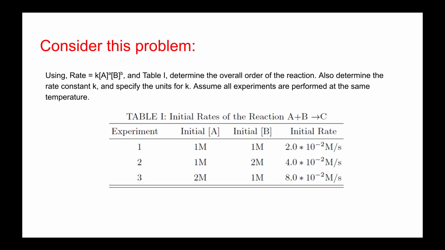All right. So we have this generalized rate equation: Rate equals k[A]^a[B]^b. Take a look at this. See how these two concentrations are the same for experiment 1 and 2? And look at experiment 1 and 3. Here I have this concentration the same and this concentration the same. That's rather convenient. So let's focus on experiments 1 and 2 right now.